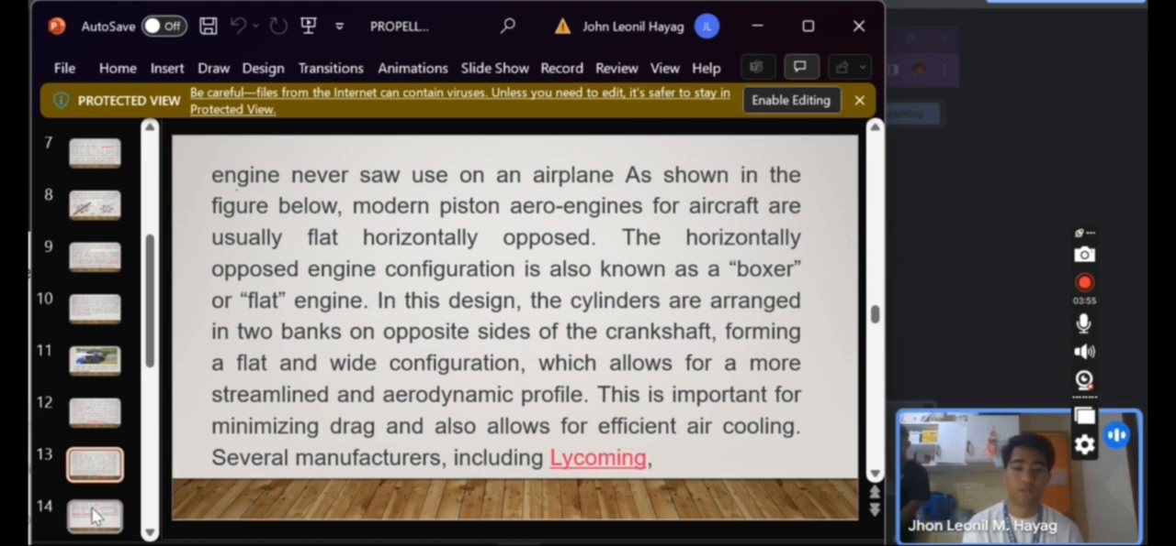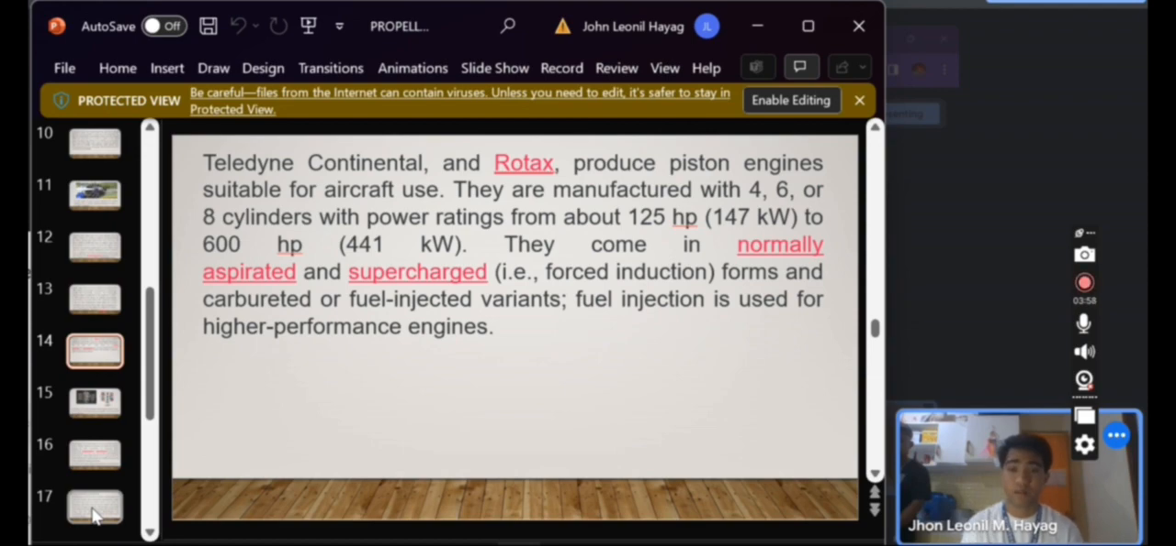Several manufacturers, including Lycoming, Teledyne, Continental, and Rotax, produce piston engines suitable for aircraft use. They are manufactured with 4, 6, or 8 cylinders with power ratings from about 125 horsepower to 600 horsepower. They come in normally aspirated and supercharged forms and carbureted or fuel injected variants. Fuel injection is used for higher performance engines.